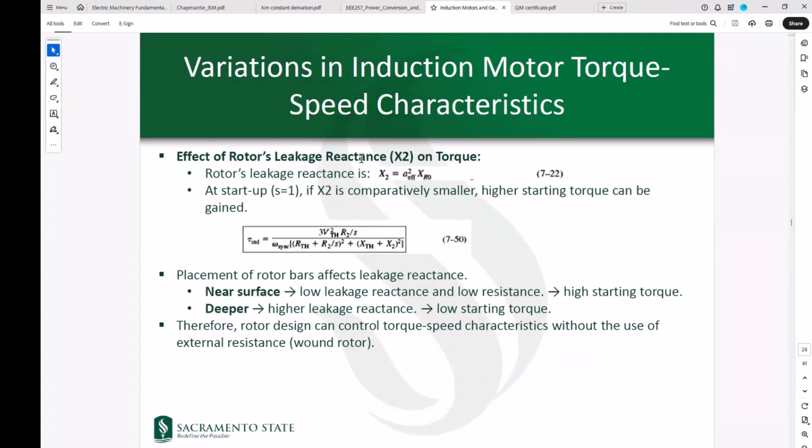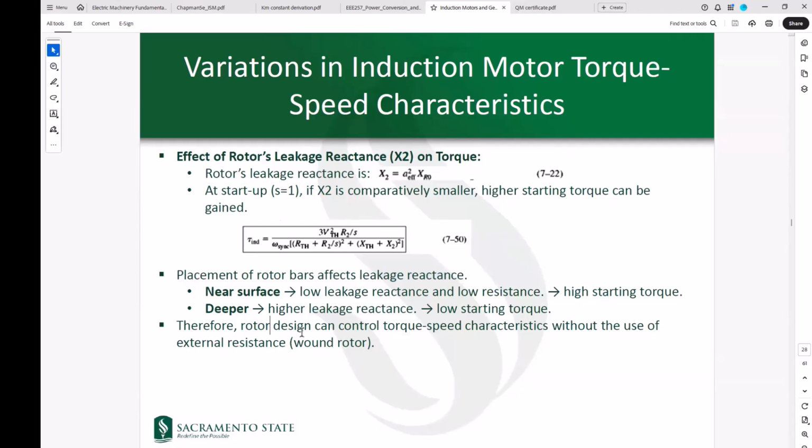Effect of the rotor's leakage reactance on torque. The rotor's leakage reactance is X2 equal to a effective squared times XR0. And at startup, or S equal to 1, if X2 is comparatively smaller, and you can see it from the torque equation here also, if you put S equal to 1 and decrease X2, then you would get a higher torque. So therefore, again, placement of the rotor bars affects this.